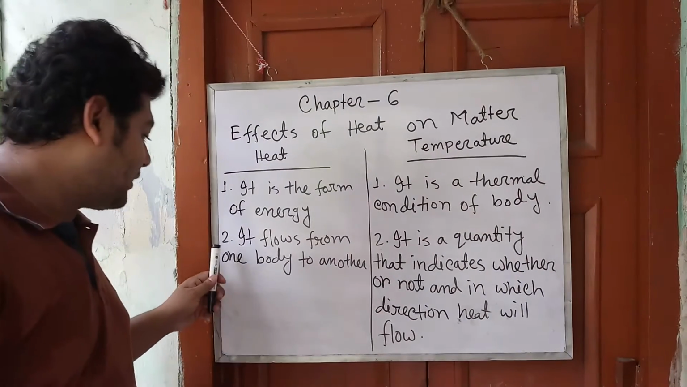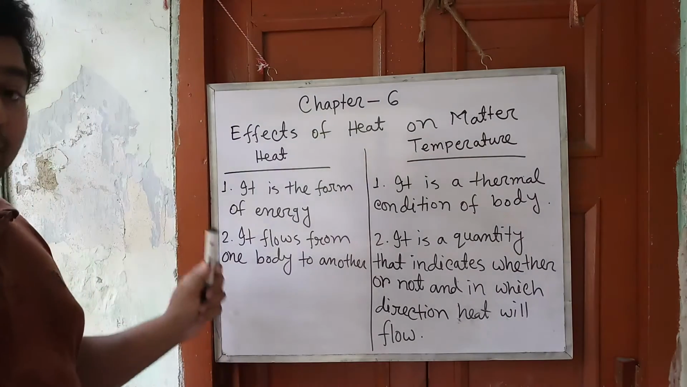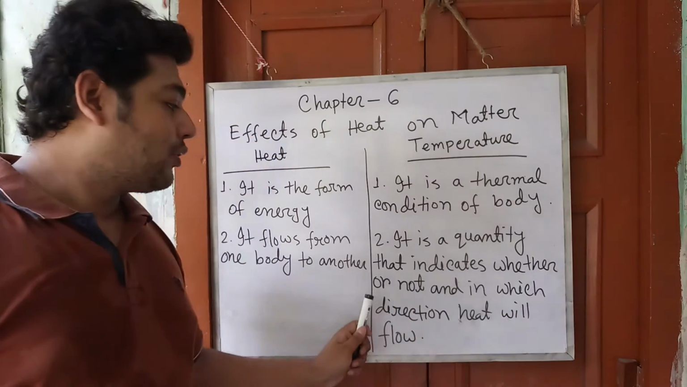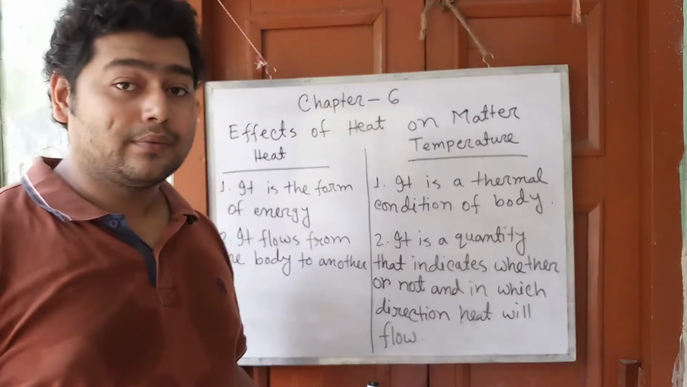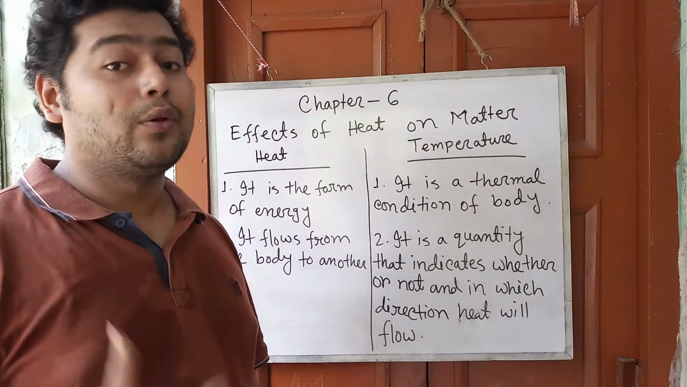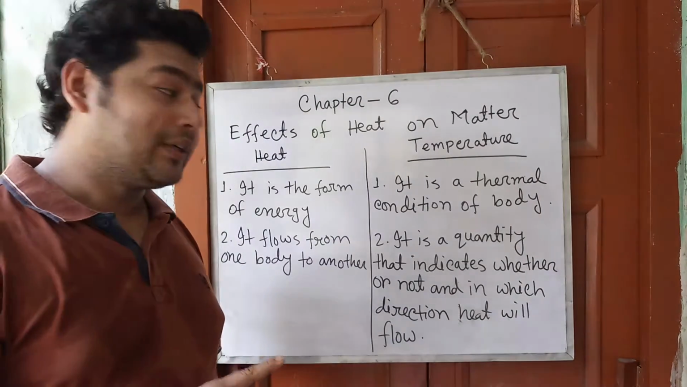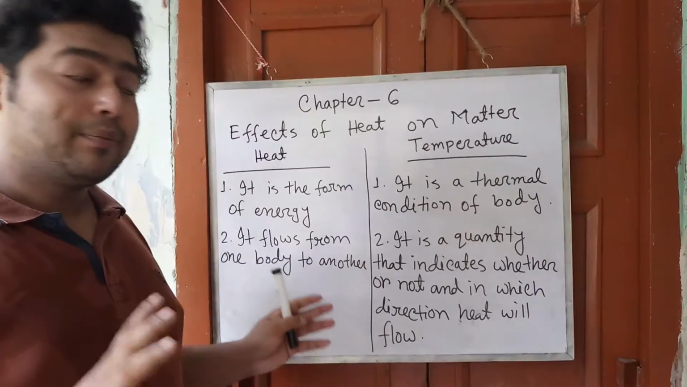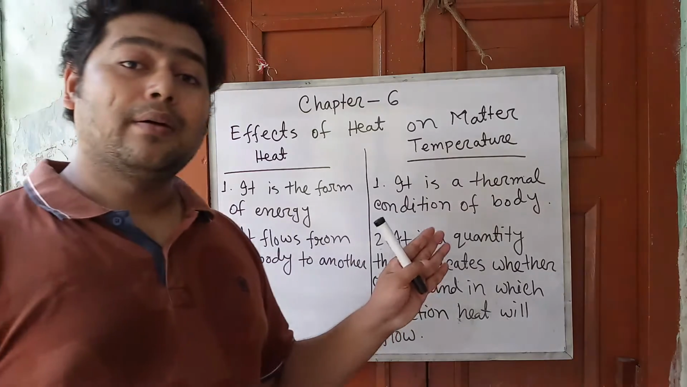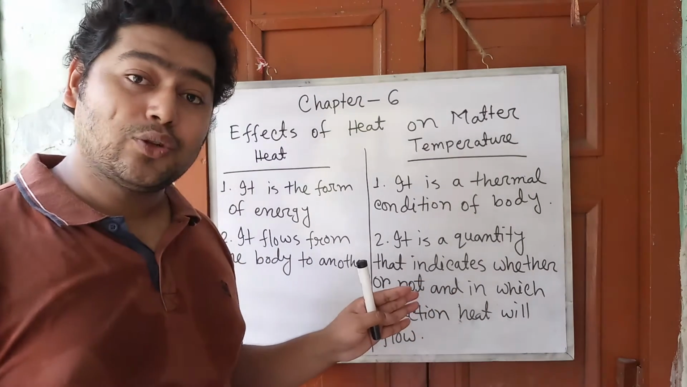Now the second difference: heat flows from one body to another. But temperature is a quantity that indicates whether or not, and in which direction, heat will flow. We know that heat flows from higher temperature to lower temperature. This is important information. So heat flows from one body to another, but temperature indicates the direction in which heat will flow.